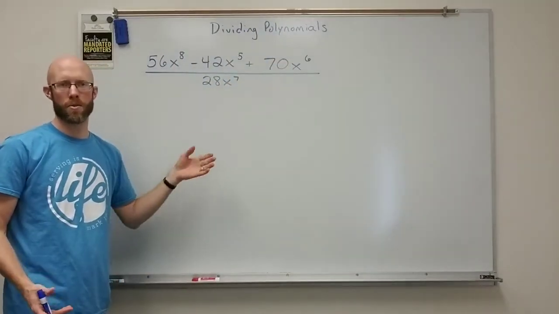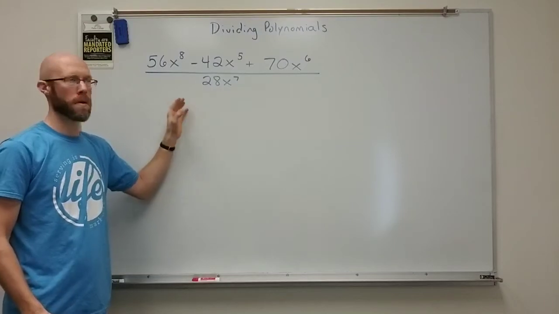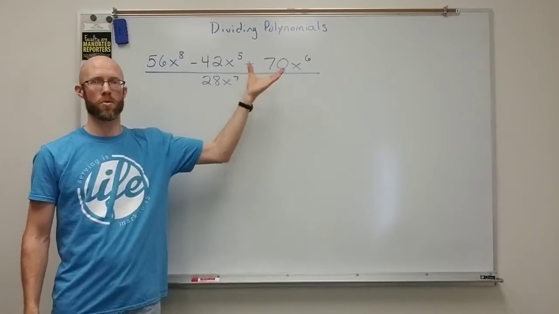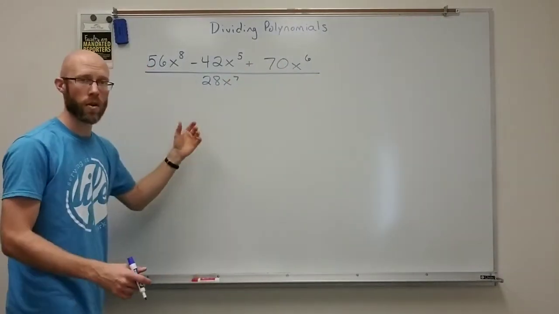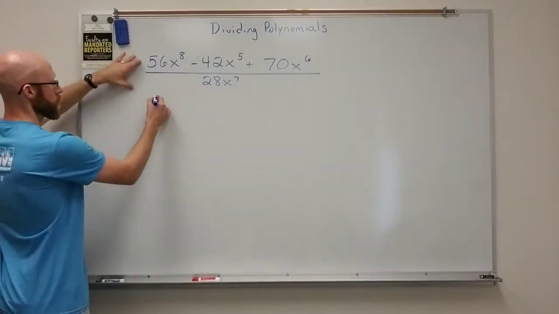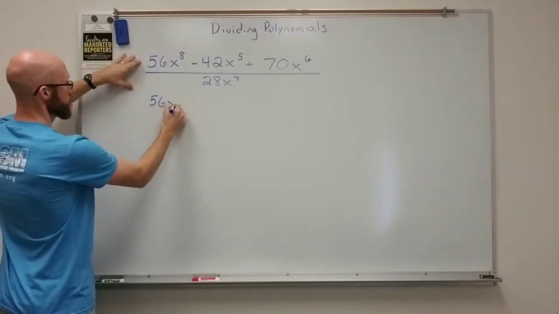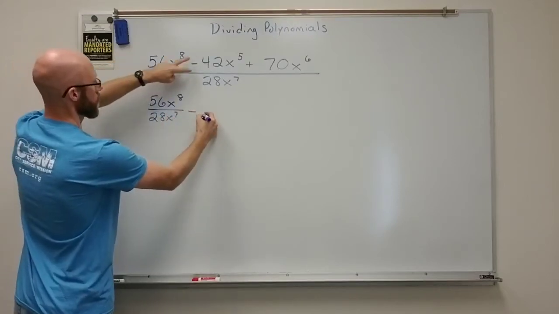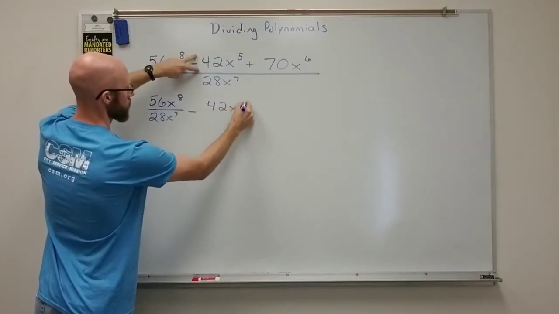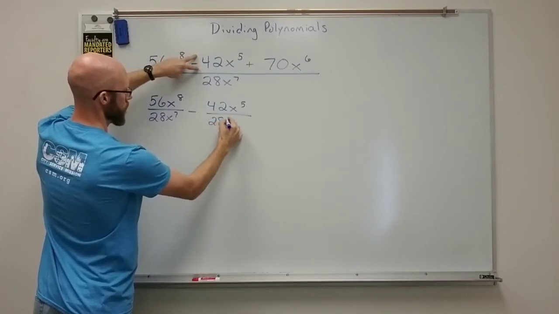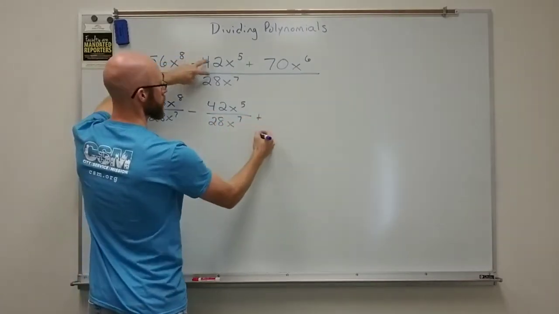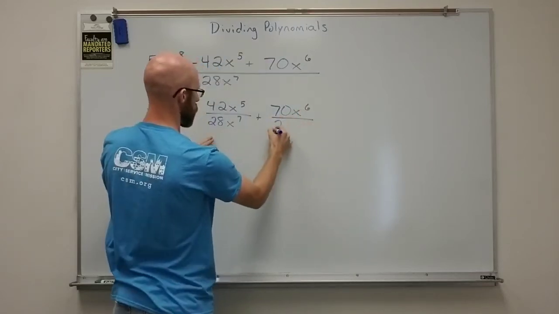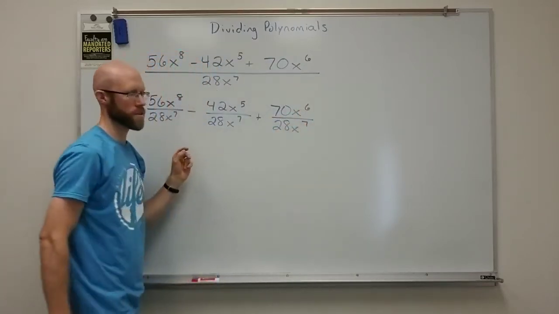Now both of my examples had trinomial over monomial, but it doesn't matter how many terms are on top. If you have a monomial on the bottom, it just distributes to all of those terms. So let's go ahead and do that, and then we'll simplify. So starting off with 56x to the 8th over 28x to the 7th, we got minus 42x to the 5th over 28x to the 7th, plus 70x to the 6th over 28x to the 7th.